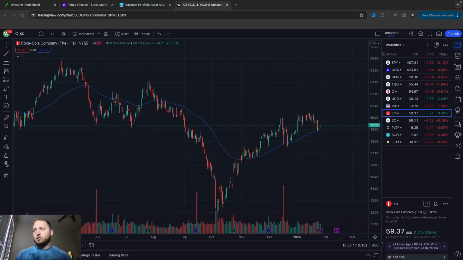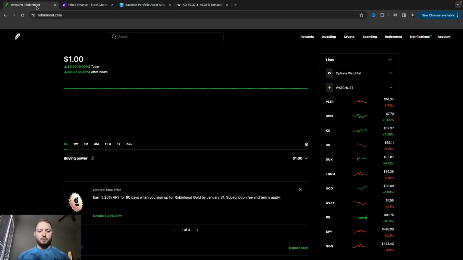So I just chose KO because it's Coca-Cola, because it's the simplest one. It does cost a little bit more, so you can do this with cheaper stocks as well. So all I'm going to do is go over here. I got KO. We're going to go to Robinhood. I use Robinhood for these videos. You can see I put $1 in there.